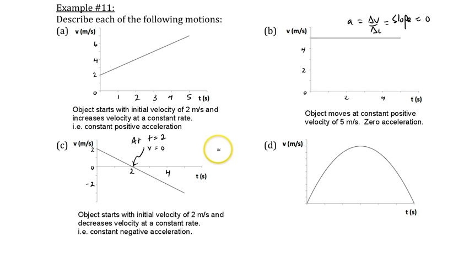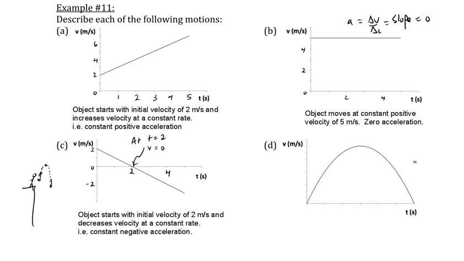This is like a ball being thrown straight up in the air. It starts off with an initial velocity upwards of 2 meters per second, gets to the top of the path, which is at 2 seconds, and then starts falling back downwards with a negative velocity of negative 2 meters per second. Okay, and now 11d.